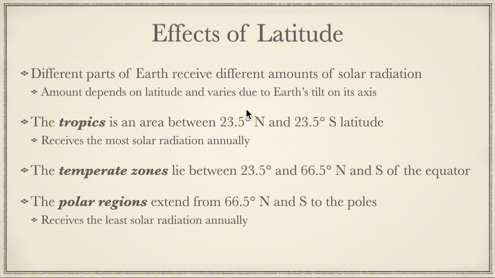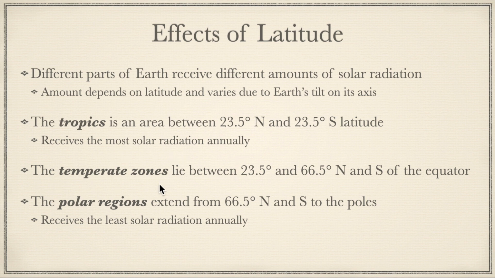Now, the effects of latitude. So, different parts of Earth receive different amounts of solar radiation, and the amount depends on the latitude and varies due to Earth's tilt on its axis. So, the tropics is an area between 23.5 degrees north and 23.5 degrees south latitude. So, this is basically 23.5 degrees north and south of the equator. And these areas receive the most solar radiation annually.